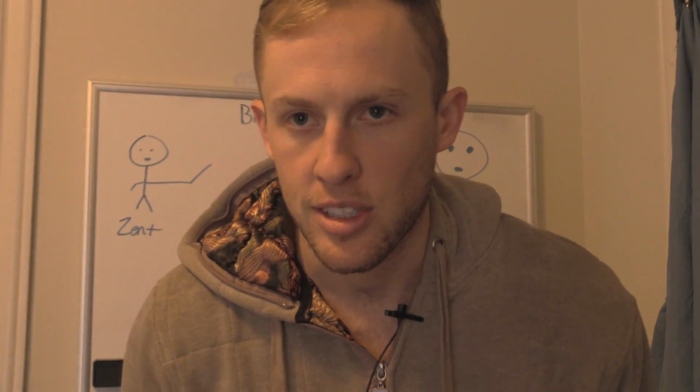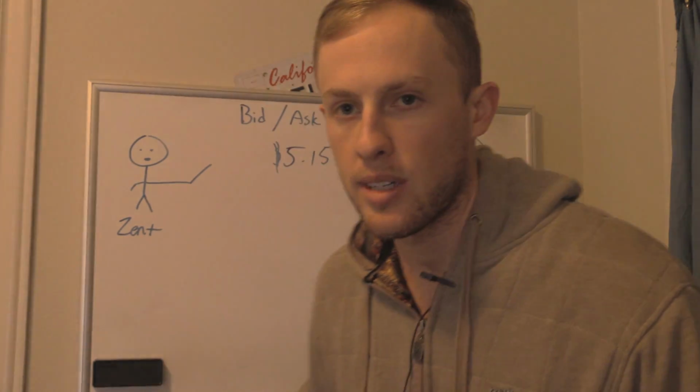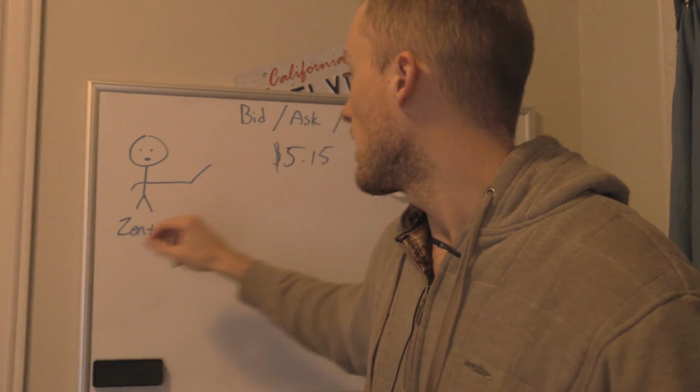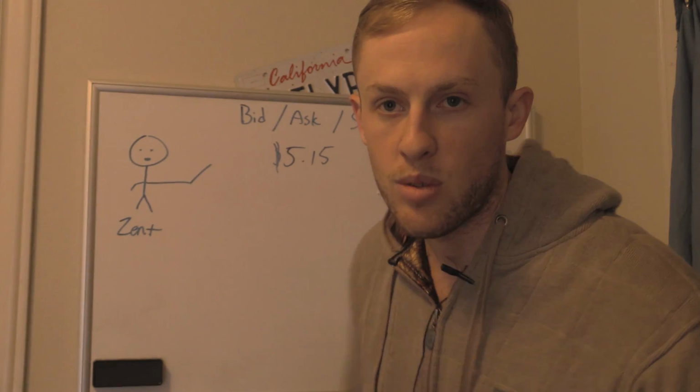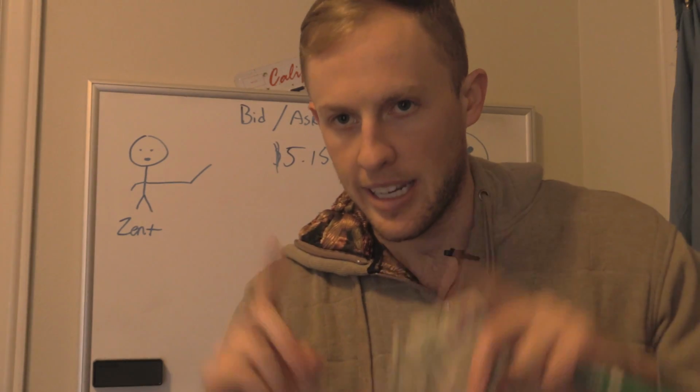Let's say I want to buy a stock called WTF, and I'm looking at the price. I pull up the chart, and the current price that it was last traded at is $5.15. This is what we see on the finance chart when we pull it up in Google or whatever we're looking at. And then we see the bid and ask price.